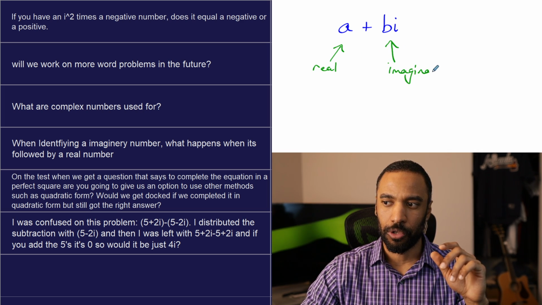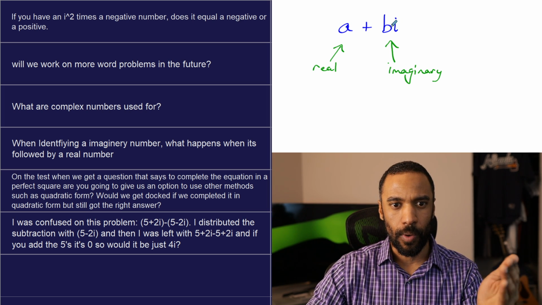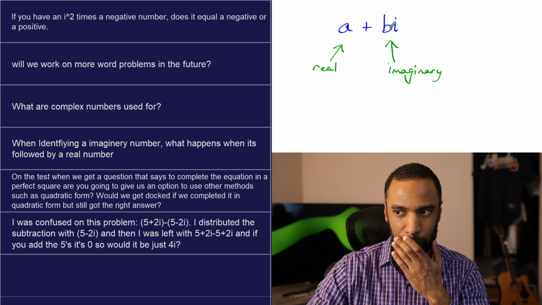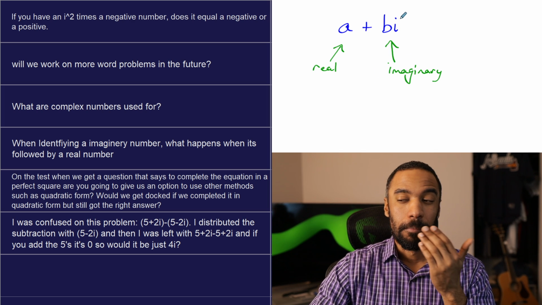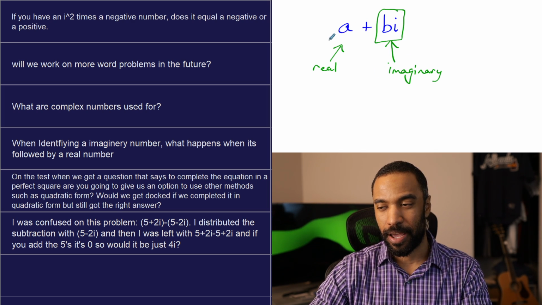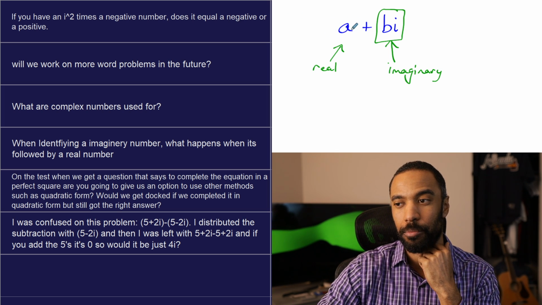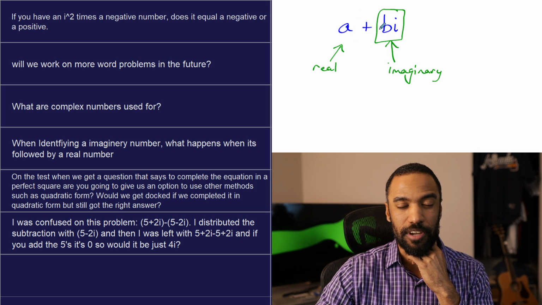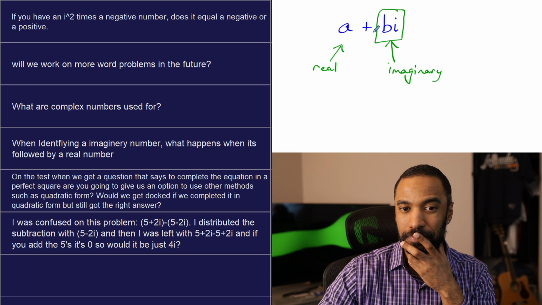Now you said when it's followed by a real number. Normally they write the real number first. So if you have bi plus a, I don't know what you're asking, but the imaginary portion is the term that has the i multiplied by it, and here's the real one. So what happens if the real number is written after? I would probably write it first because that's just the standard form of complex numbers. I don't know if that's what you're asking, though, so I couldn't tell you.